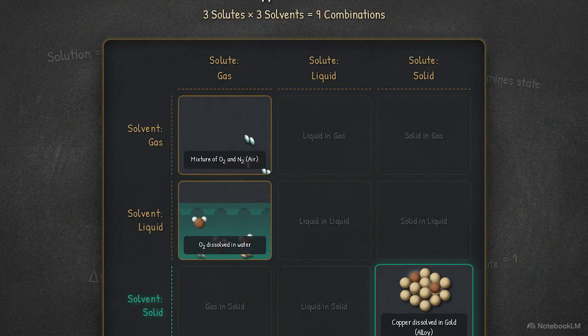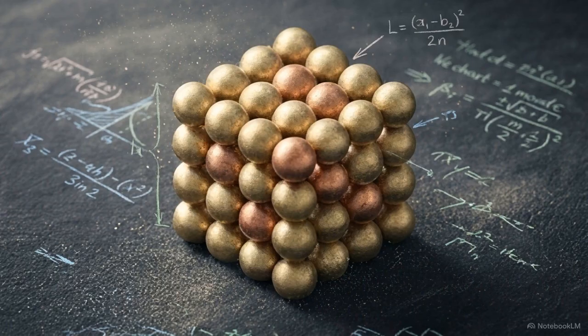The most counterintuitive category involves solid solvents. Solid solvents can dissolve other solids. Copper dissolved in gold to create alloys falls into this category. Even though an alloy is a solid piece of metal, its constituent atoms are distributed uniformly. It is a genuine homogeneous mixture.